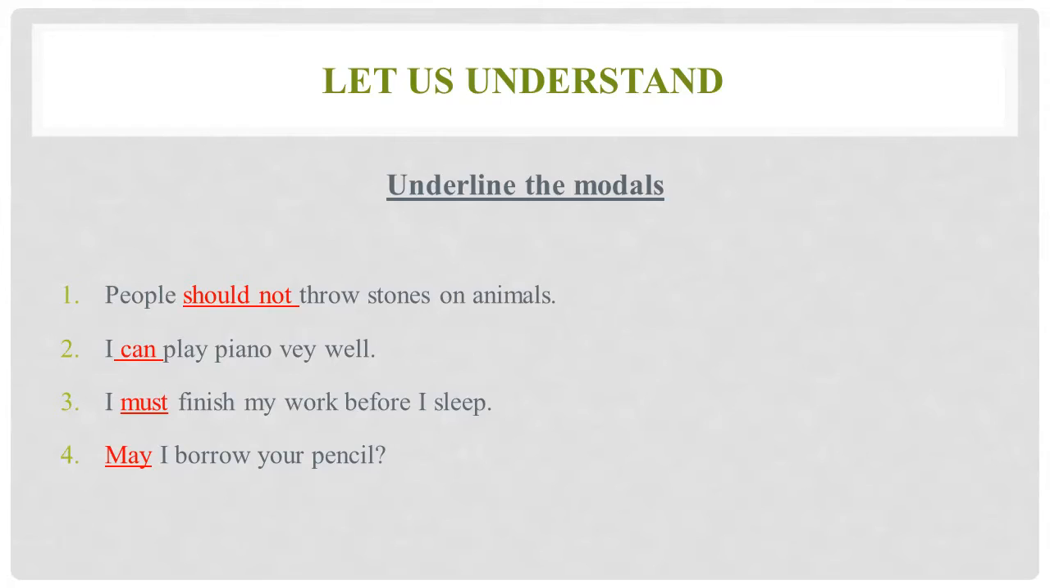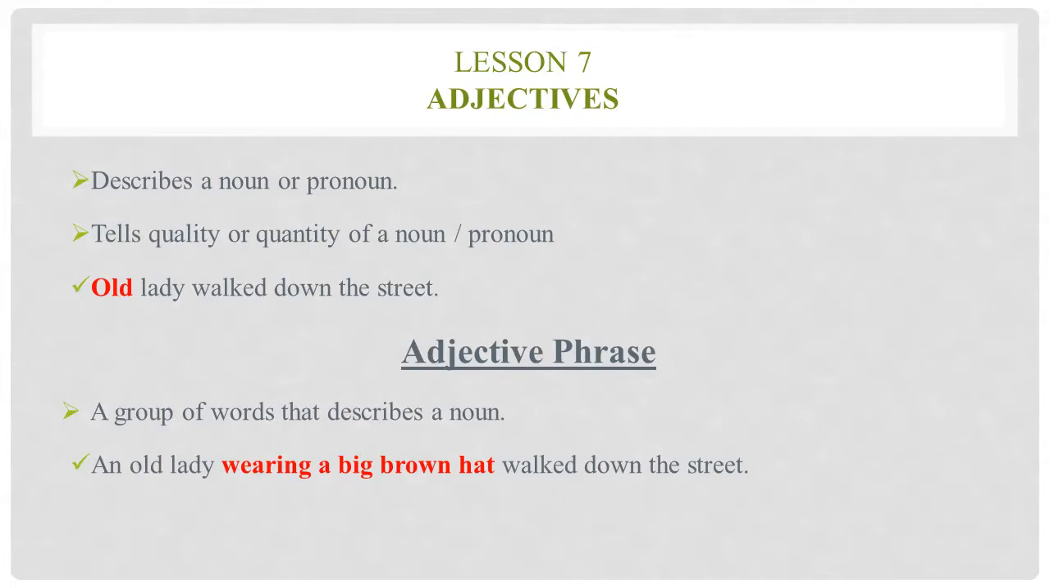Number 7, adjectives. Adjectives are the words that describe a noun or pronoun, that tell the quality or quantity of a noun or pronoun. In the sentence, old lady walked down the street. The noun is lady, and the word old tells about the quality of the lady. It describes the lady, noun. So this is adjective. Adjective always comes before the noun that it is describing.